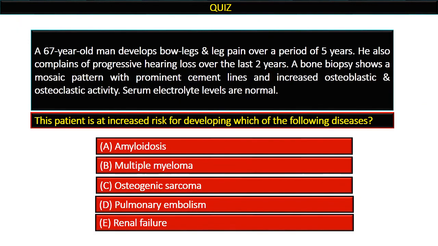A 67-year-old man developed bow legs and leg pain over a period of 5 years. He also complains of progressive hearing loss over the last 2 years. A bone biopsy shows a mosaic pattern with prominent cement lines and increased osteoblastic and osteoclastic activity. Serum electrolyte levels are normal. The patient is at increased risk of developing which of the following diseases?